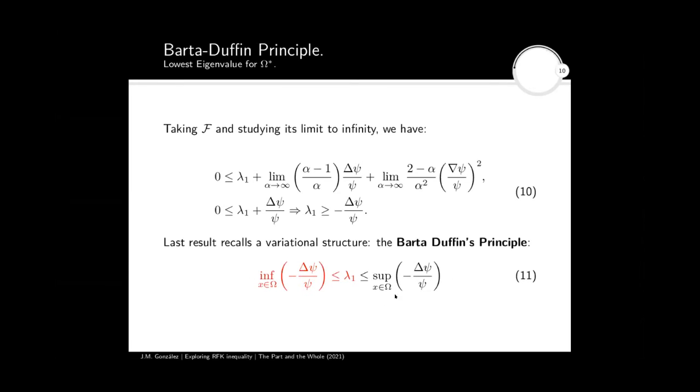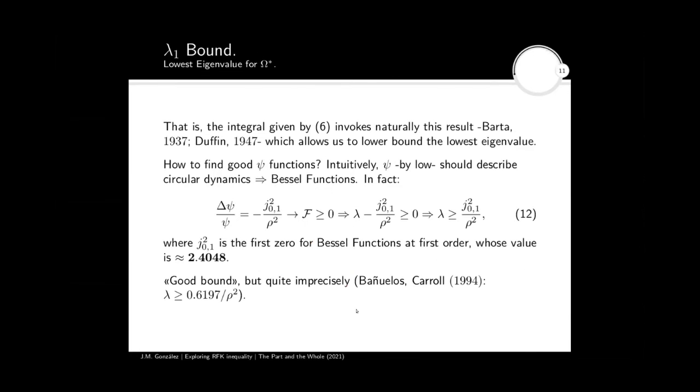Note we have a kind of symmetry in the definition or in the structure. Due to the symmetry involved in the Barta-Duffin principle, now the work is to think of some good functions to bound the lowest eigenvalue to get its numerical value. For example, we expect to try for psi the Bessel function for the disk. But as I show here, although they are good functions, well, the first zero of Bessel functions at first order is equal to 2.44048, but they are really so far from being a good bound, as Banuelos and Carroll showed 27 years ago.